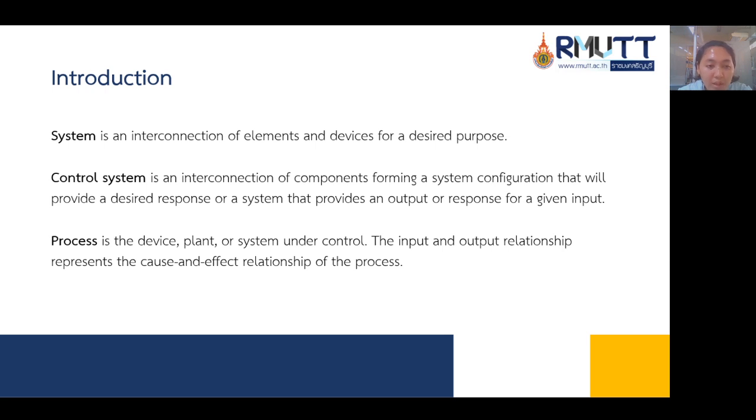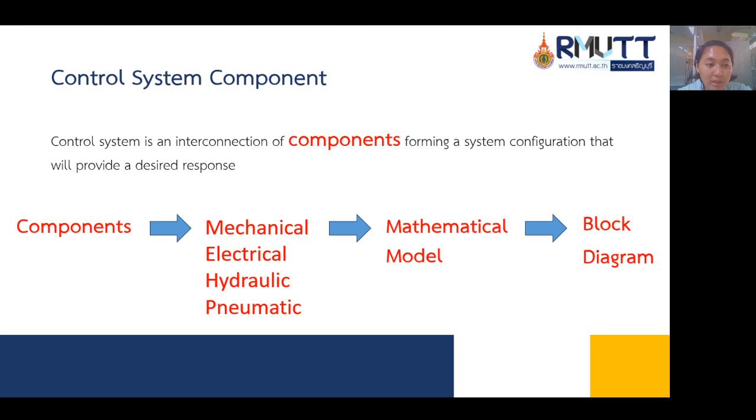A control system is an interconnection of components forming a system configuration that will provide a desired response, or a system that provides an output or response for a given input. The process is a device, plan, or system under control. The input and output relationship represents the cause and effect relationship of the process.